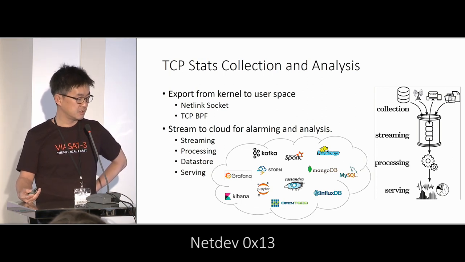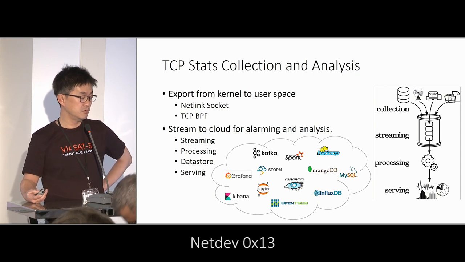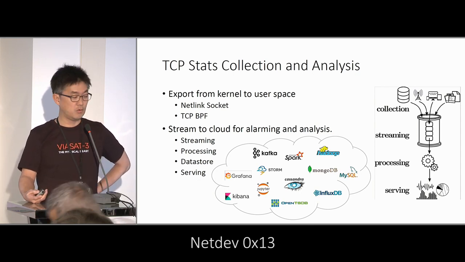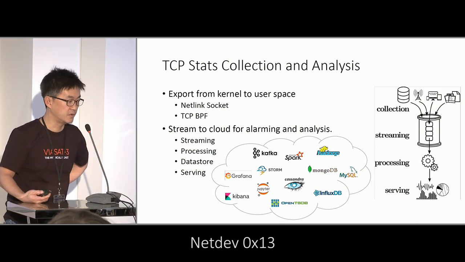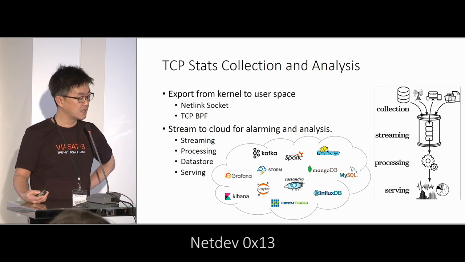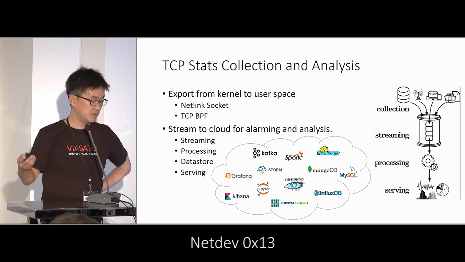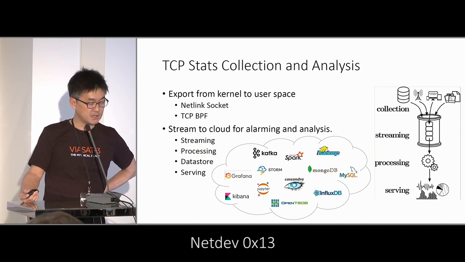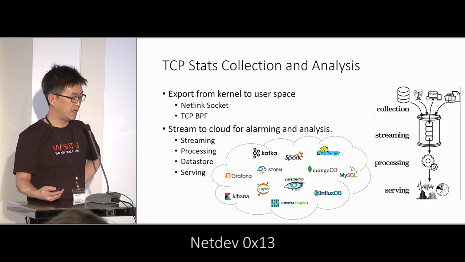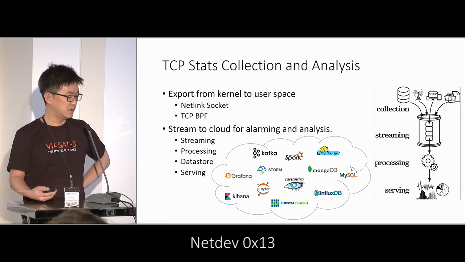The collected statistics, how do we do that? As Jamal presented, we can do it based on netlink, or TCP BPF, I think, is a very good candidate to use. And then we just stream to our data centers for analysis and for real-time monitoring and things like that. That's basically what we have for the architecture.